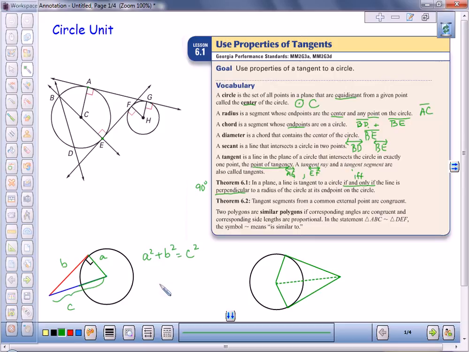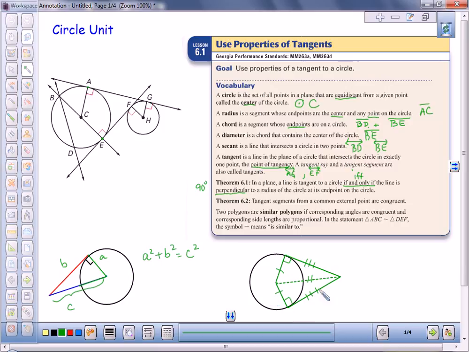Now, let's look at the next one. What we have are tangents here that are connecting to the radius, and we should know that any radius of a circle has the same measure. All radii of the same circle are congruent, so we know that these are congruent. We can also tell that this is the reflexive property here. Now, it says here that tangent segments from a common external point are congruent. So we know that this side is also congruent to this side.